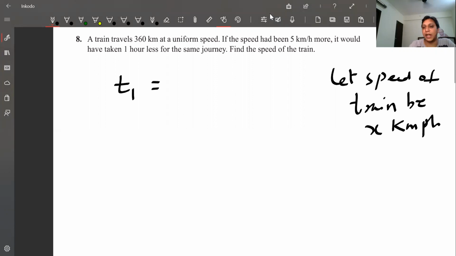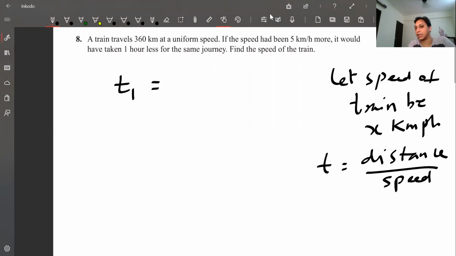So we know that speed is equal to distance by time, or time is equal to distance by speed. So let us assume t1 as the time it is taking for traveling 360 kilometers at a uniform speed, which is x kilometers per hour.